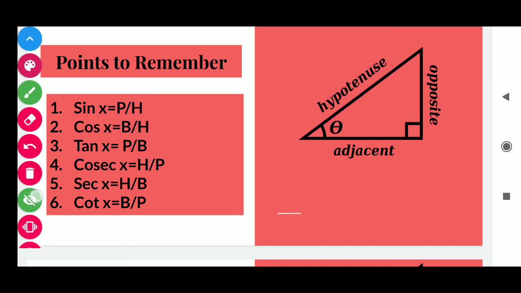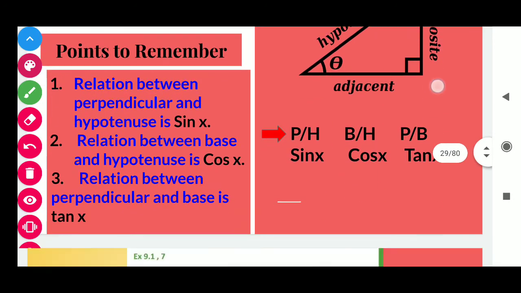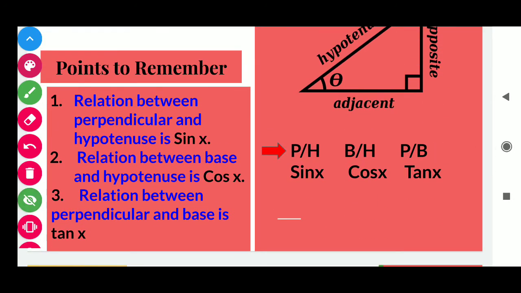Now students, here are some important key points. These are really very important and useful in the questions. Suppose in the question we have to find the hypotenuse and the perpendicular is given, then we have to relate these two, perpendicular and hypotenuse. And what is the relation between perpendicular and hypotenuse? It is the relation of sin x.